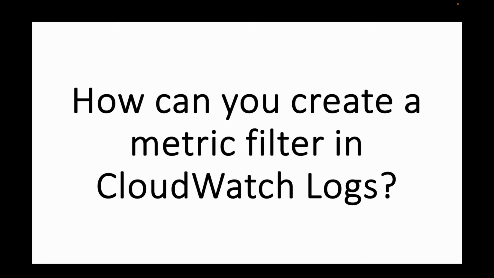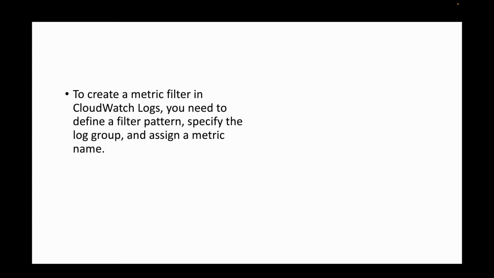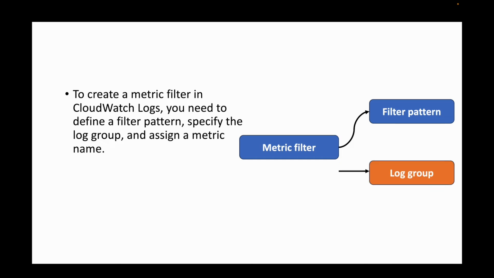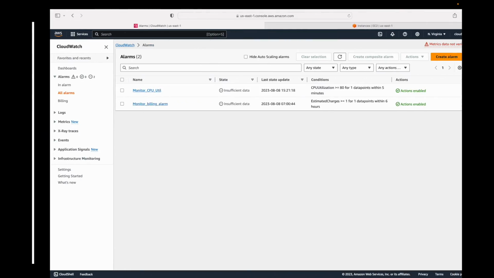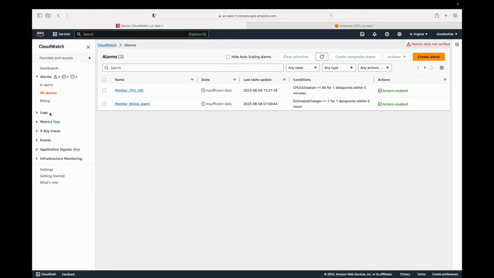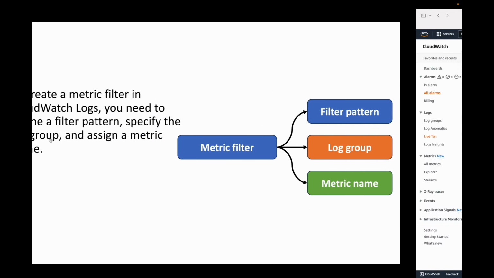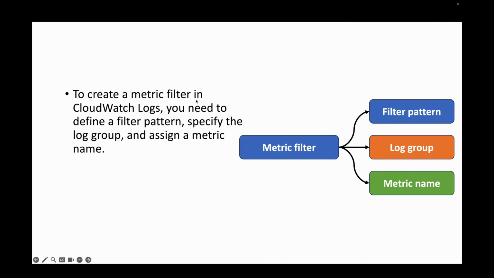The next question we have is, how can you create a metric filter in CloudWatch logs? To create a metric filter in CloudWatch logs, you will need to have a filter pattern, you will need to have a log group, and then you can have a metric name. Essentially what you'll be doing with this is, you can go to your logs, and you'll need to have a log group for this. Once you have the log groups, you have the option of creating a metric for that, basically filtering out.